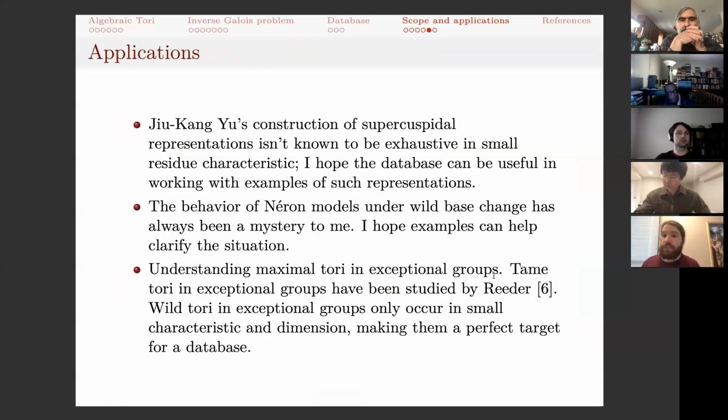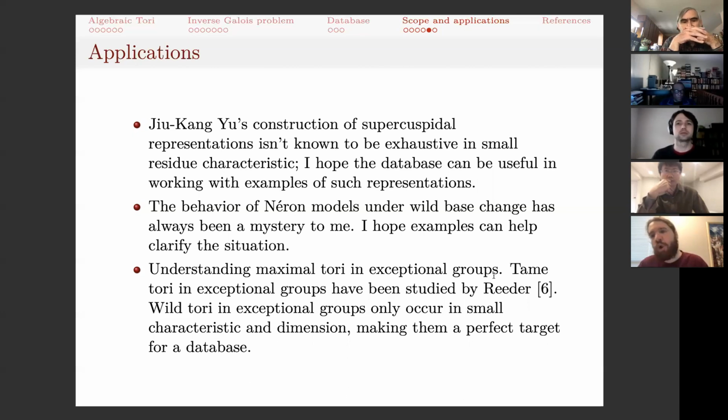What are some applications of this kind of database? Again, this is hypothetical at the moment. Ju-Lee Kim proved that for certain regimes of p, Jiu-Kang Yu's construction of supercuspidal representations was exhaustive, but that's not known for small characteristic. More recently, I think Jessica Fintzen gave a talk this past fall about extending that to smaller p, so p that were larger than the largest prime dividing the Weyl group, I think. But in small characteristic, I think it's not even expected that this list of supercuspidal representations is exhaustive.